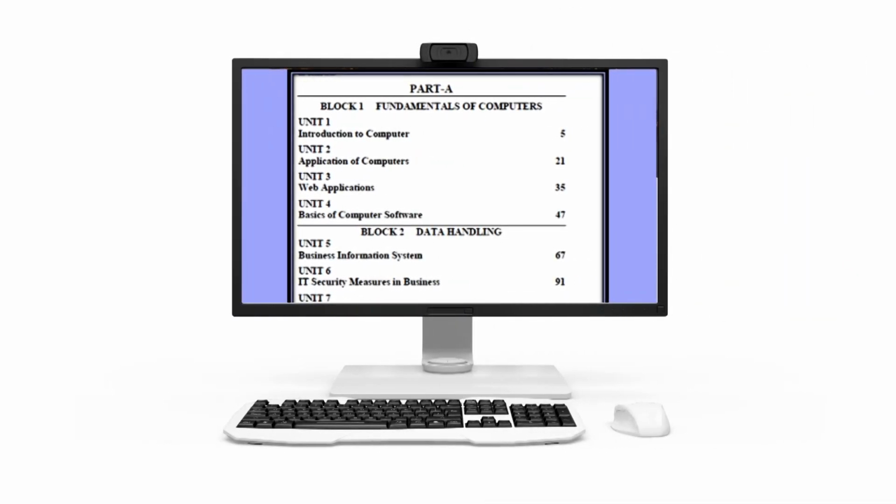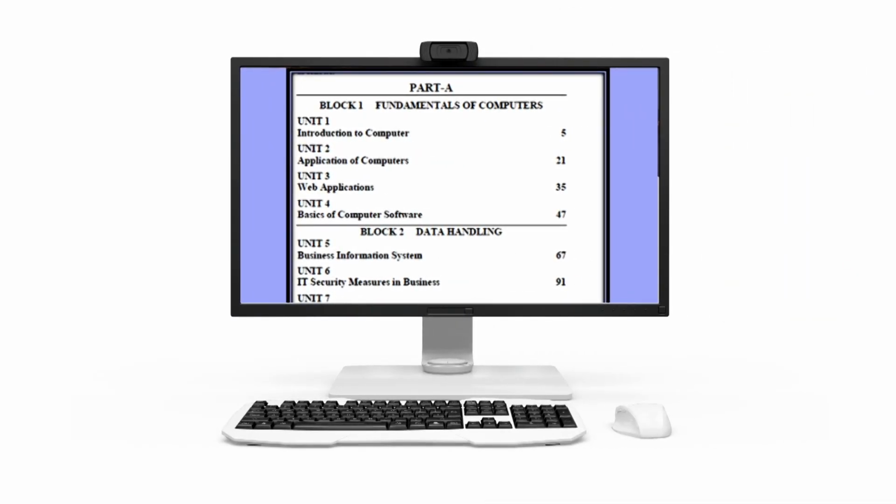So how you are going to store the real-time data, and how you are going to handle the data so that it is more fruitful for the society or for the individual by and large, data handling is going to play a very important role. If you see this particular chapter, business information system, as I have talked about, we have already completed the first block, which talks about introduction to computers, then application of computers, then web applications, and certain software which are facilitating the users or the business houses.